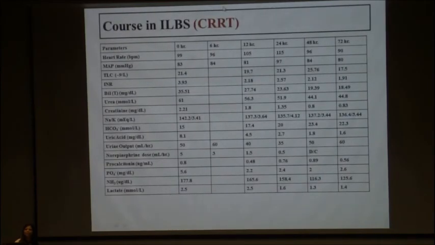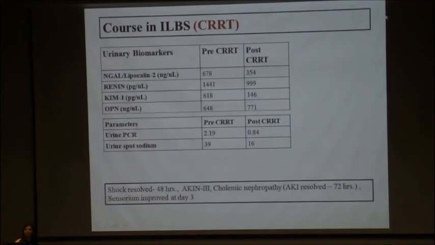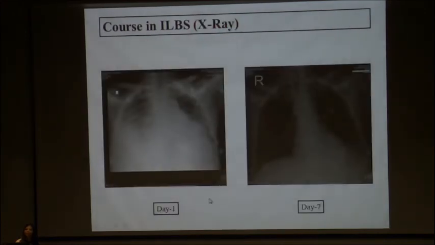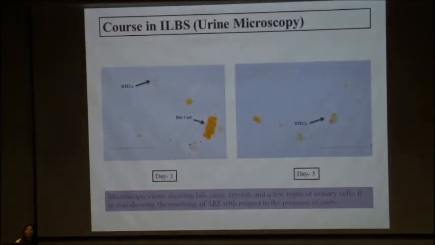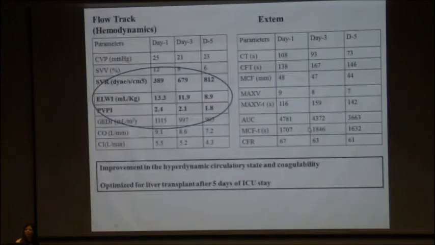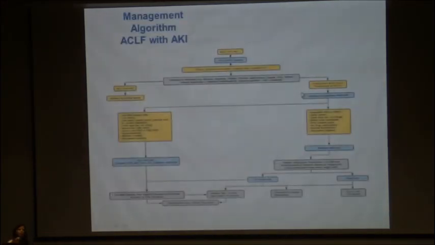In this patient, we started very early CRRT soon after plasma exchange, and we can see here all the markers improved. The shock resolved, there was an improvement in the colemic organ dysfunction, and the sensorium improved by day 3. These are the X-rays. This patient improved. Even the urine microscopy had shown resolution of bile casts. There was an improvement in the hemodynamics, and this is what we propose, and this we had proposed in the ARC consensus as the algorithm for management of ACLF patients with AKI.